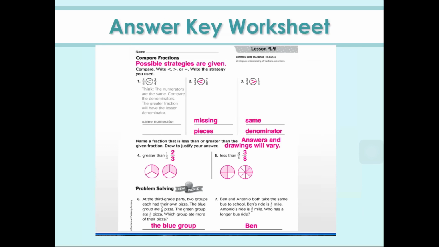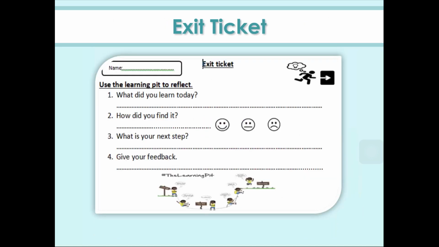At the end of this lesson, please make sure that you do your worksheet and you self-assess using your answer key. We also need to make sure we do our exit ticket to ask ourselves, what did we learn today? How did we find it? What is our next step? And give your feedback. You can also use the learning pit to see how well you did with this skill today.